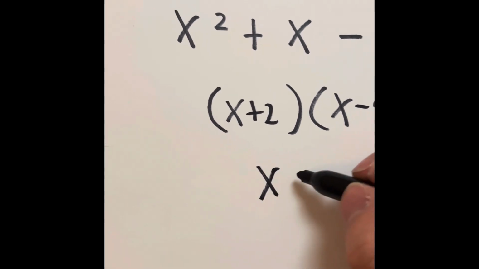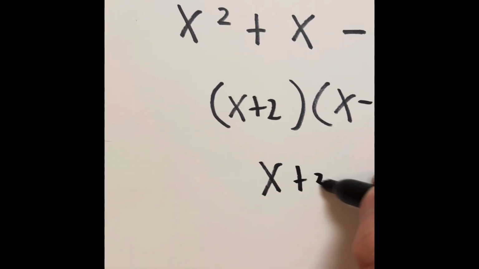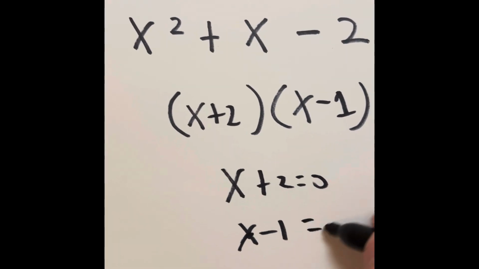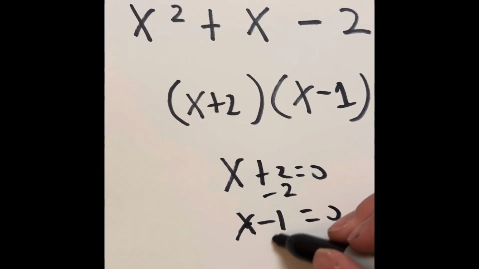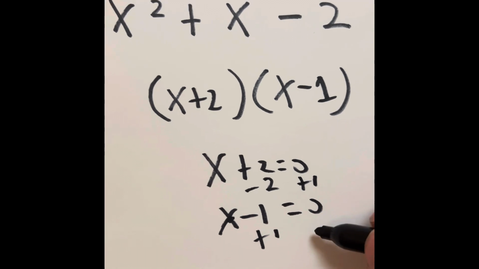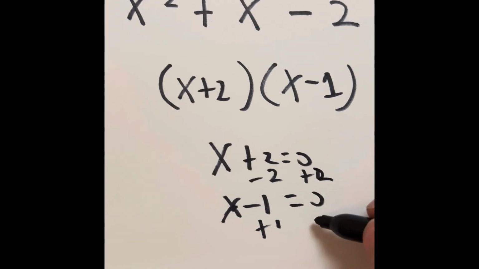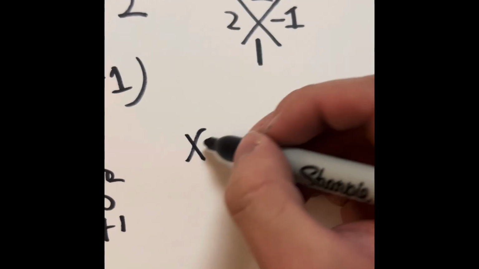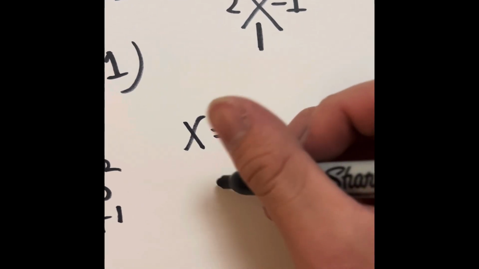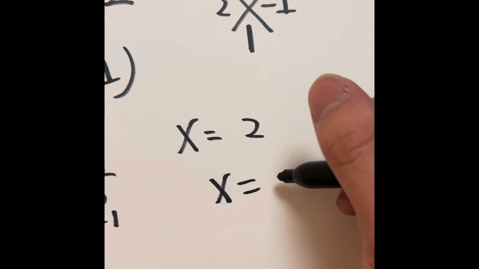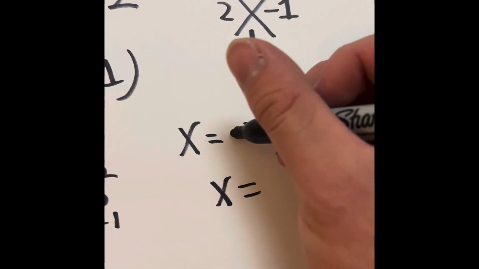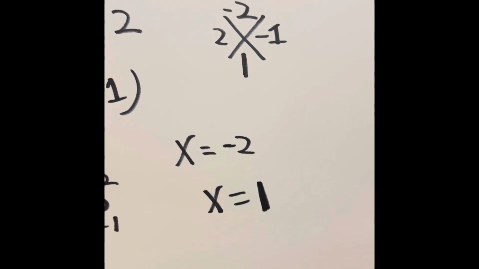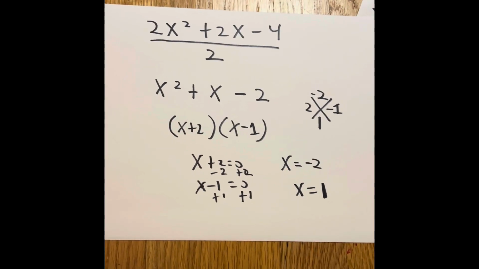We use the zero product property. x plus 2 equals 0, and x minus 1 equals 0. Subtract 2 and add 1. So x is going to equal negative 2, and x is equal to positive 1. So that is going to be the warm-up for this one.